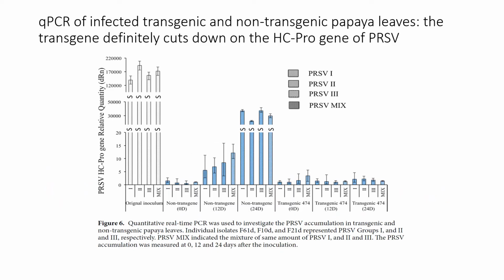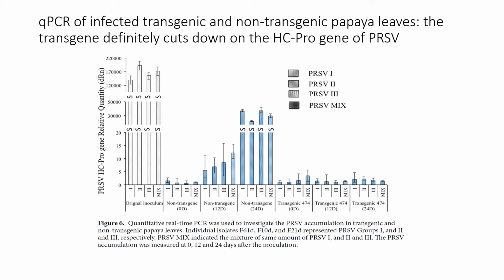Okay, so here are some of the really interesting and good results that they found. These are qPCR experiments using infected transgenic and non-transgenic papaya leaves. And what we're looking at is to see whether the infection is basically halted by the fact that you're making this RNAi version of the papaya ringspot virus. Okay, so it's a little bit of a complicated slide, but not too bad. They're looking at 3 different versions of this particular virus, 1, 2, and 3, and a mix of the three. Okay, the control on the left is just the inoculum itself, which is not really part of the experiment.